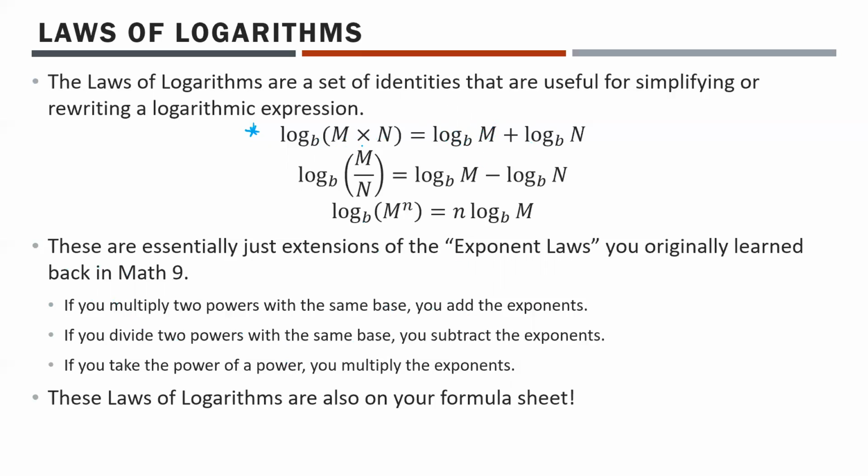So when you multiply 2 powers of the same base, you add the exponents. When you divide 2 powers of the same base, you subtract the exponents. And then when you take the power of a power, you just multiply the exponents. So you're multiplying the exponent here times the exponent here, which is the log base b of m. That one, again, is a little harder to see. I think the other ones are a little bit more clear in how they connect with the exponent laws.